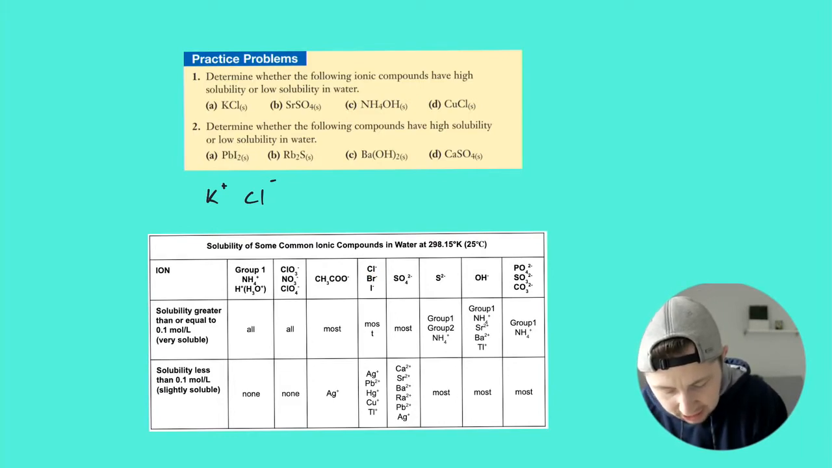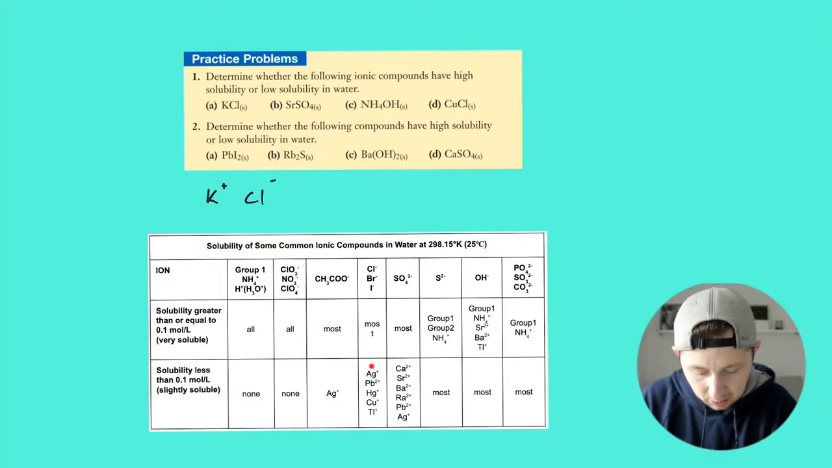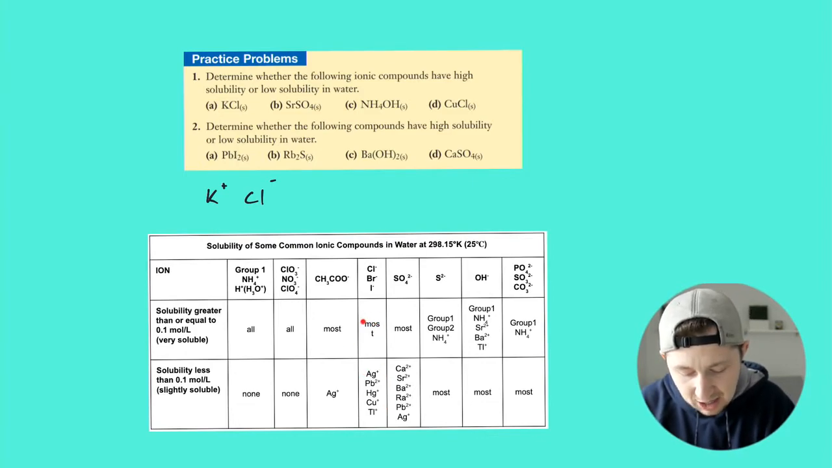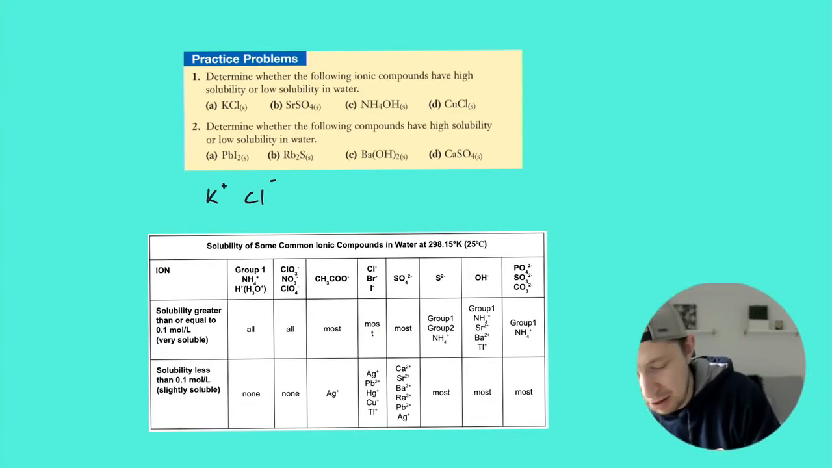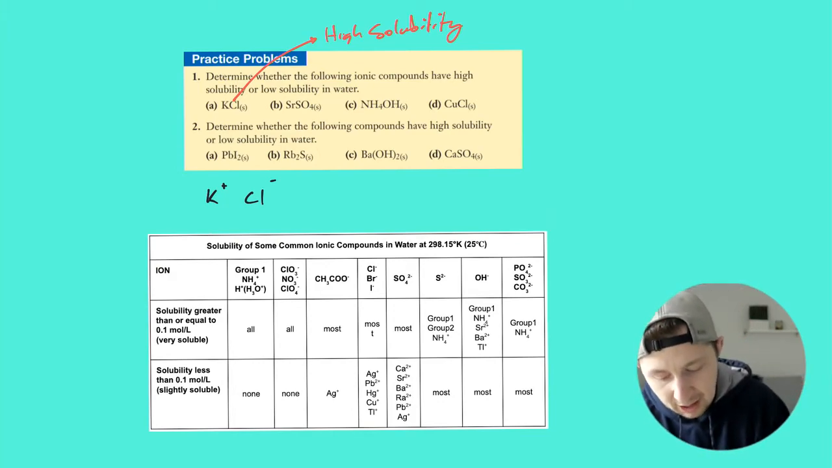Our chloride here says that most of them are going to dissolve in water with the exception of these 5 down here. Now, potassium is not one of those 5. So that means that we are going to have a high solubility. So our answer for this one here is going to be high solubility, which means it's going to dissolve in water. All right, let's try the next one.